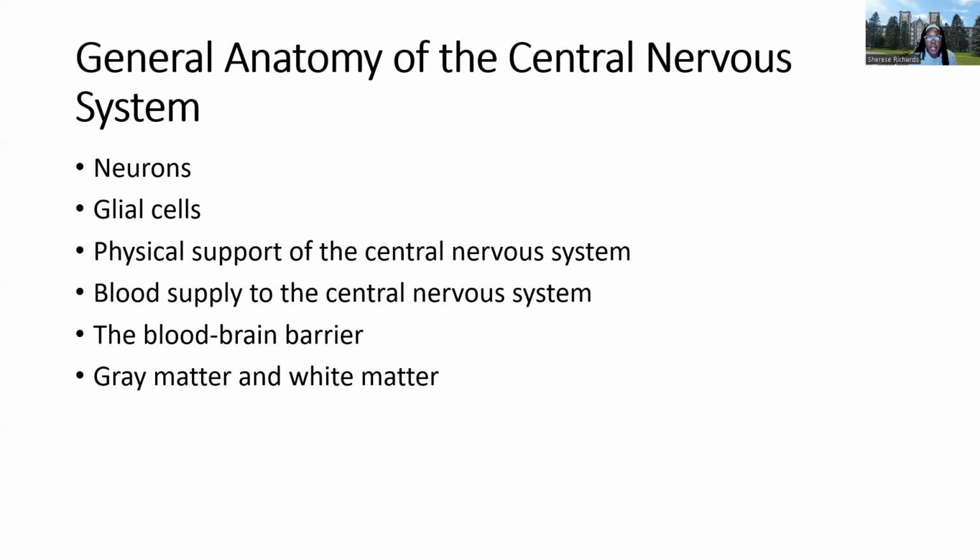The brain is also going to be a physical support for the central nervous system. Okay, so it's going to be kind of the house where all of that processing takes place and then signals can be sent and received. The blood supply to the central nervous system we'll also talk about, and then the blood-brain barrier, as well as the difference between gray and white matter. So these are some of the features of the central nervous system, and we will get into each of these.